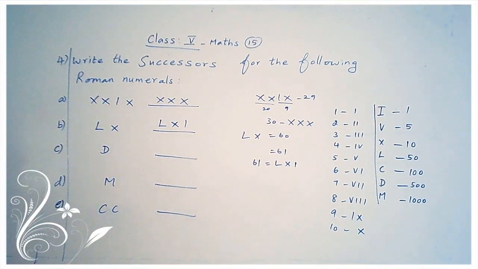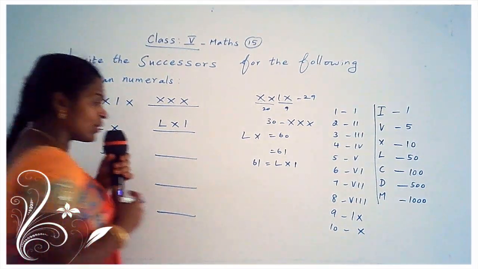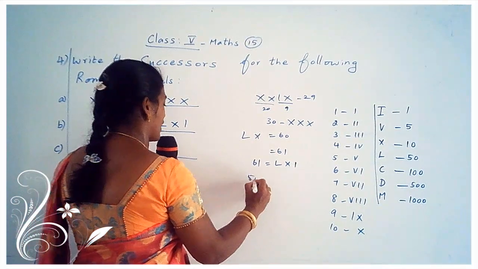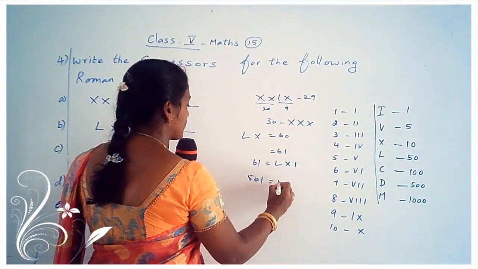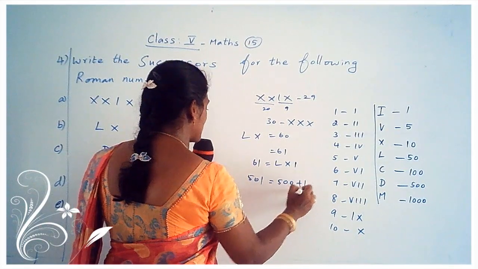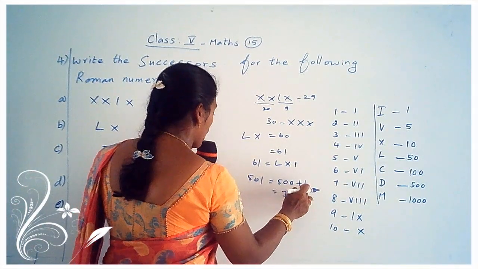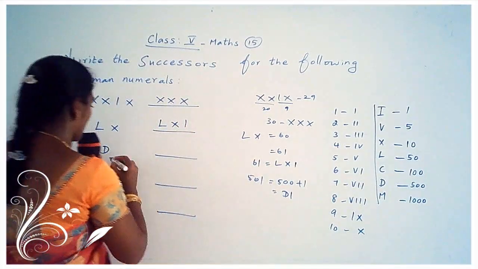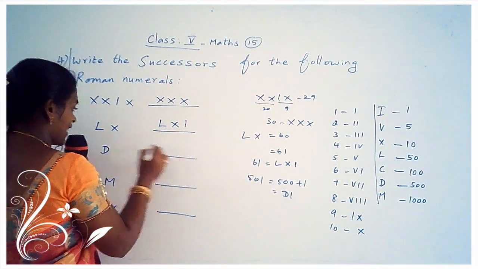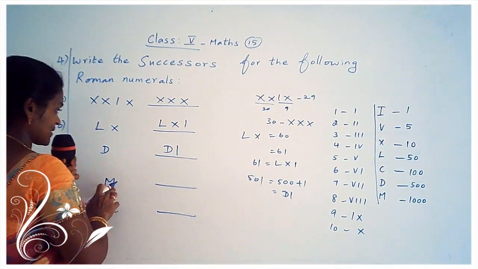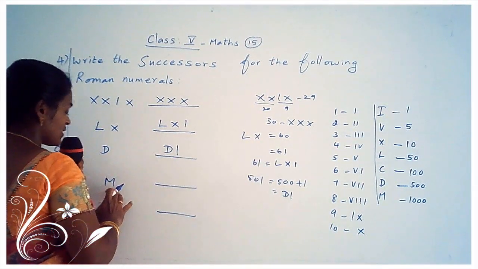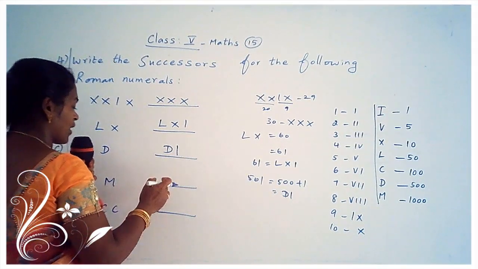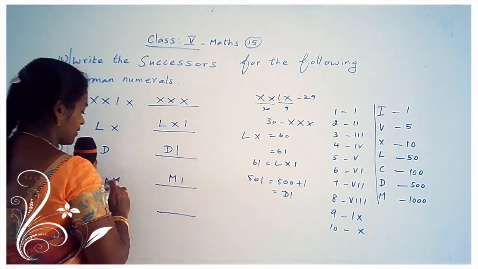Now D. D stands for 500. Yes children, we all know that. Now you say the successor of D. How will you write 501 in Roman numerals? 501 can be written as 500 plus 1. Here 500 stands for D, 1 stands for I. So the successor of D is DI. Next, M. M stands for 1000. So the successor of M is 1001. So that's why MI. Okay, clear?